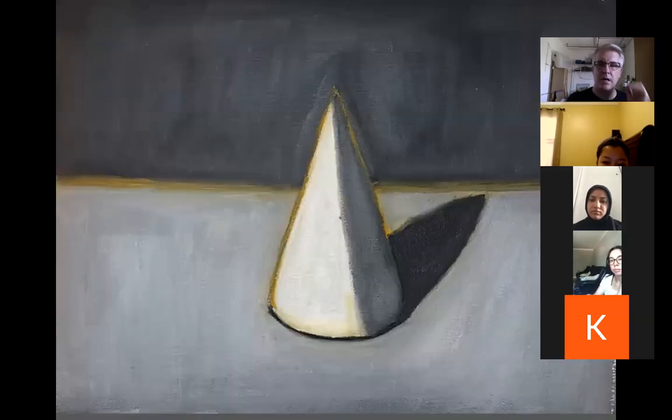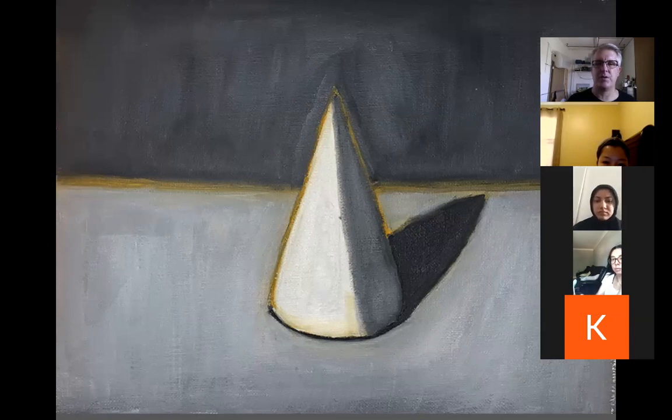So again, for the most part, people had a good understanding of the main objective. Or, there were several objectives, but the first one was to see the large masses of light and shadow. So everybody did a strong job with that.